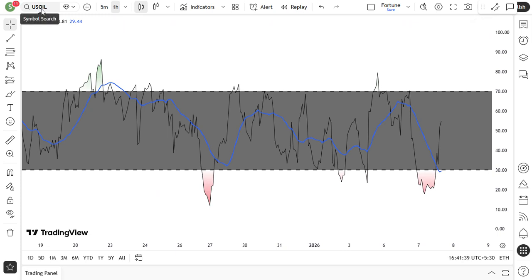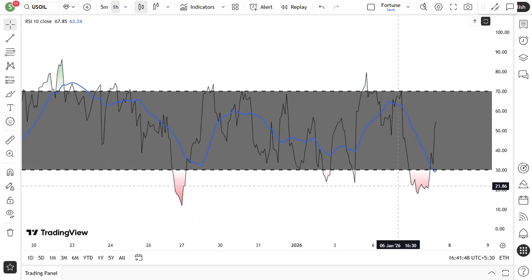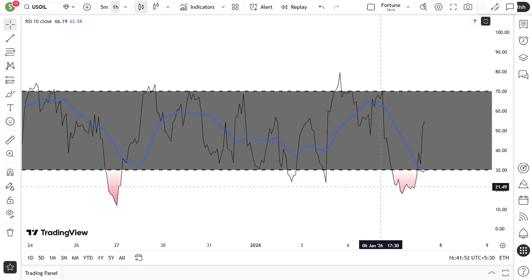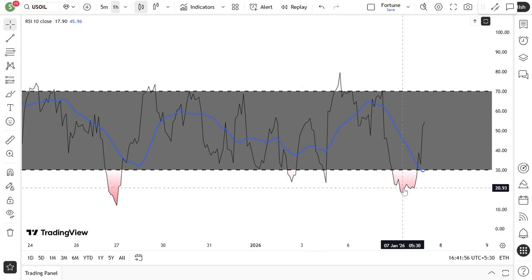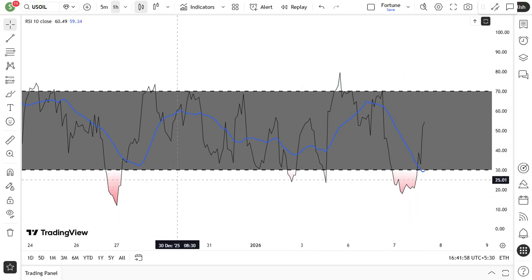This is the US oil chart, because today we sent a US oil signal based on this particular strategy, and as I mentioned, this strategy will work 100% for me. According to your risk appetite you can also use the same thing. For US oil we have given a buy setup. Before I tell the exact price, let me show you how this works.